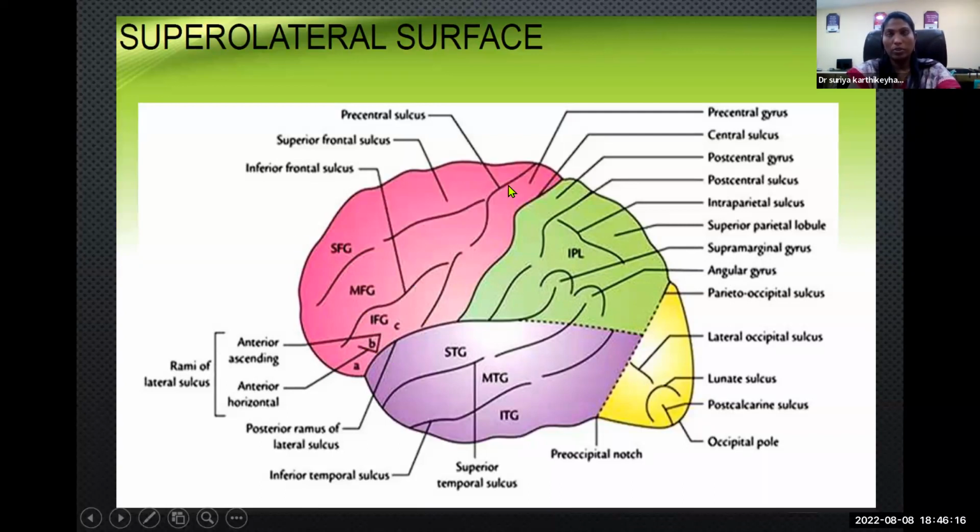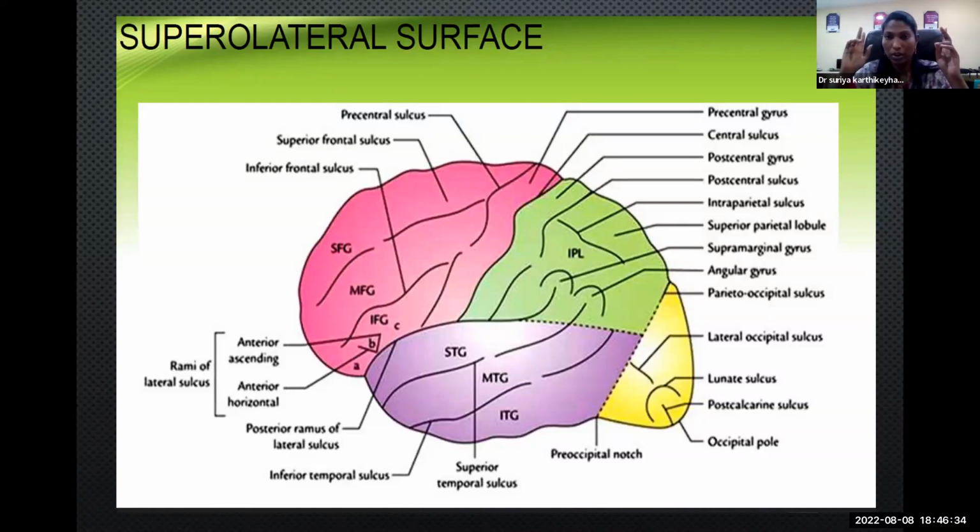Actually, the importance of frontal lobe function is mainly about the motor area. We have the motor area, so it will be maintaining all the motor activities of our body from various parts of the body. That too, mainly the opposite side of the body is controlled.